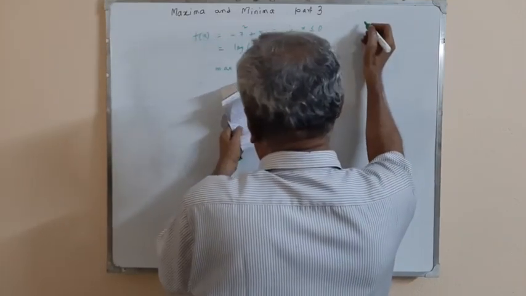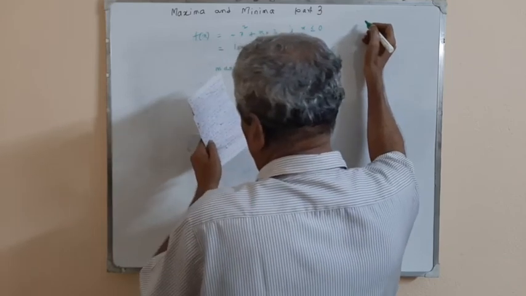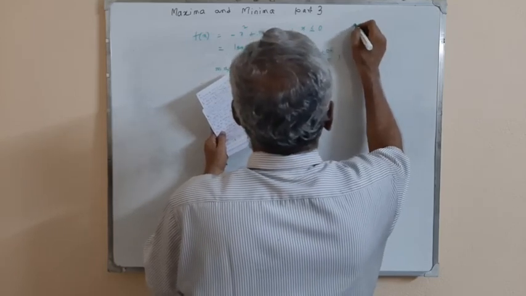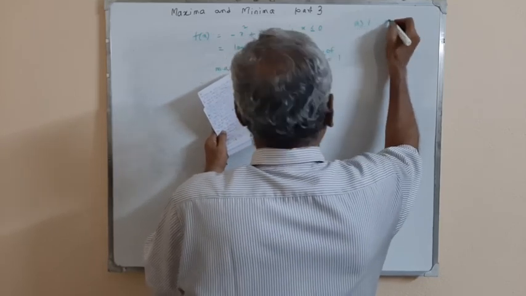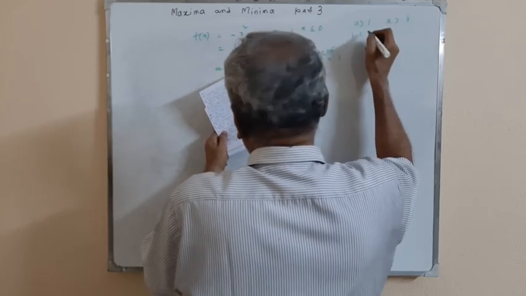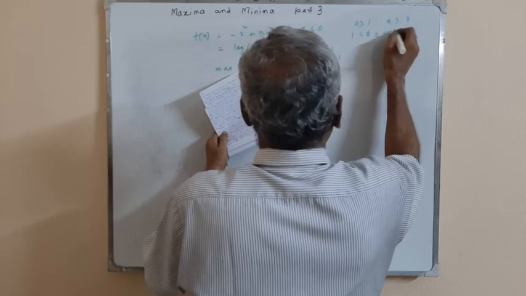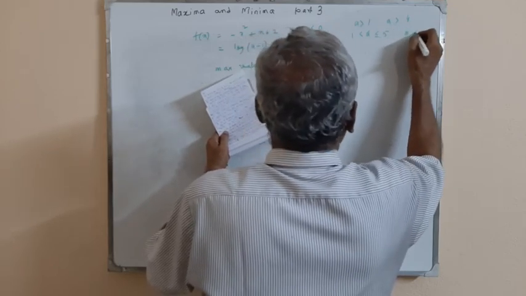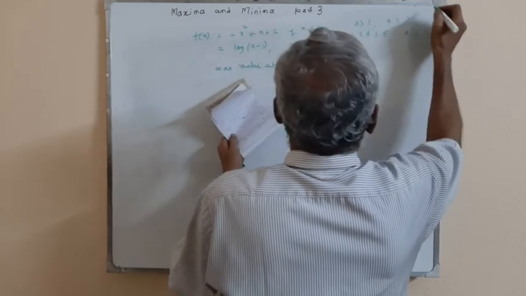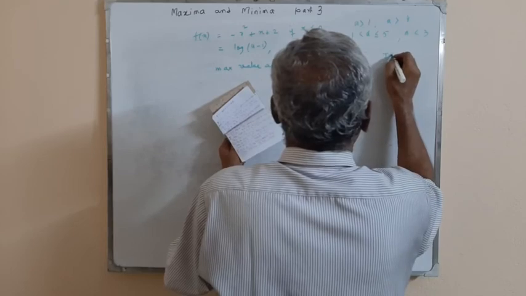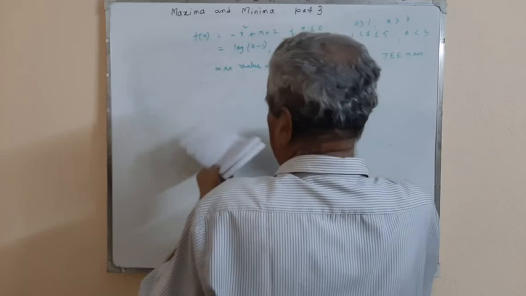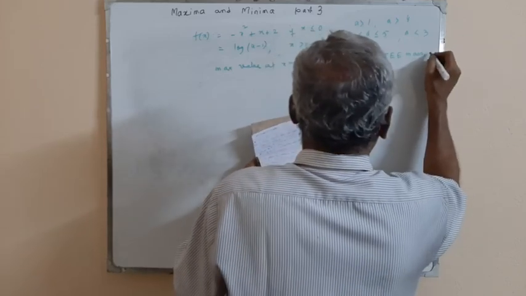Options: a greater than 0, a greater than 1, a greater than 4, 1 less than a less than or equal to 5, and a less than 3. These are the four options. It is given in JEE Main in the year 2016.